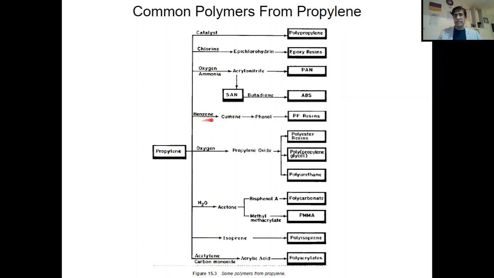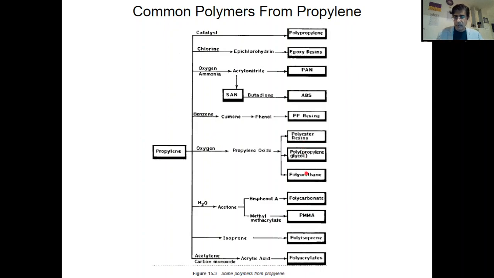And similarly, propylene reacts with benzene, so it will make cumene, and cumene can be converted into phenol, and that will give you P stands for phenol, and F is for formaldehyde. So phenol formaldehyde resin. So that's the abbreviation. Your job is to remember. And again, propylene can react with oxygen. It will give you propylene oxide, and from propylene oxide we can make these three different polymers.